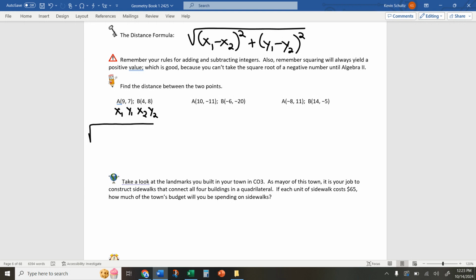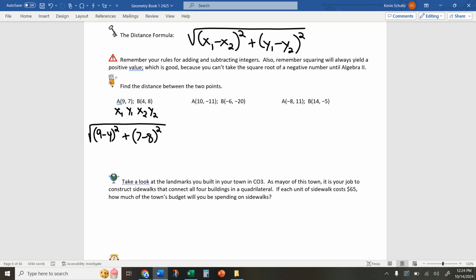Let's draw the whole thing out just because we can. So x1 minus x2 is going to be 9 minus 4. That gets squared. Plus y1 minus y2, 7 minus 8, and that gets squared as well. Oh, wait, this is easy. Like I said, don't fret by the formula.